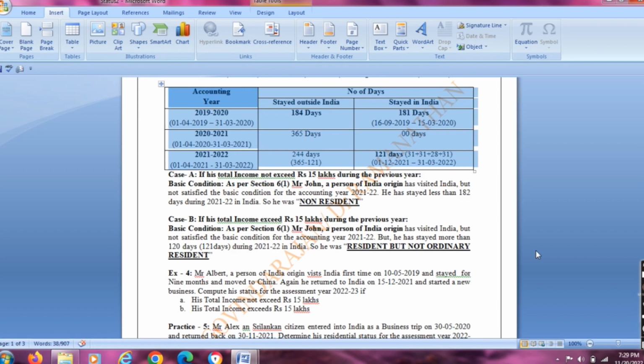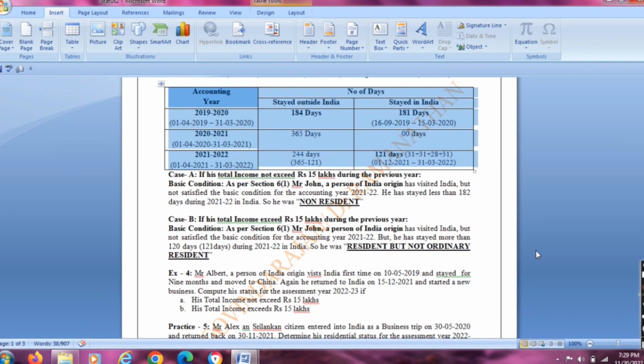So the basic condition as per section 6 subsection 1, Mr. John, a person of Indian origin, has visited India but has not satisfied the basic condition for the accounting year, but he has stayed more than 120 days. During 21-22, he stayed 121 days in India. So he was a resident but not ordinary resident.